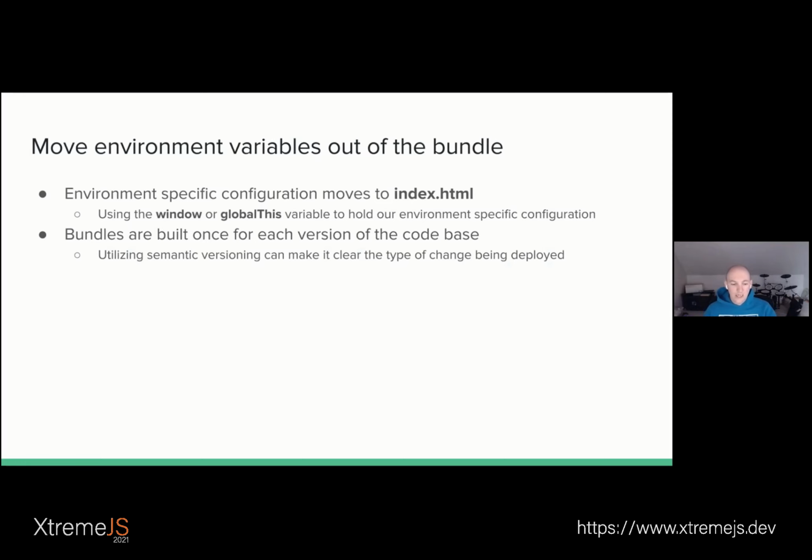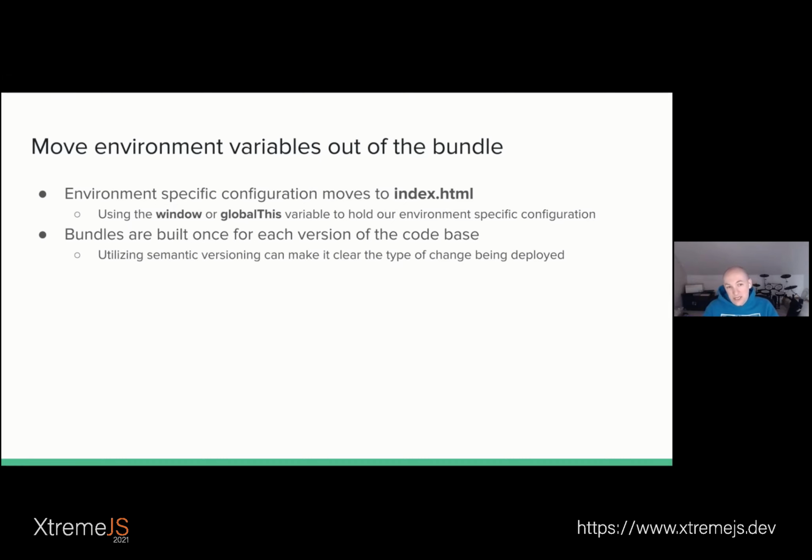That means that any of our URLs and API keys that we need for those types of things are all on the window instead of being baked into the JavaScript bundle. This also yielded that we could build our bundles once, and we only had to do that once for each version of the code base. So for version 13.8.2, there is one bundle that corresponds to that particular version.